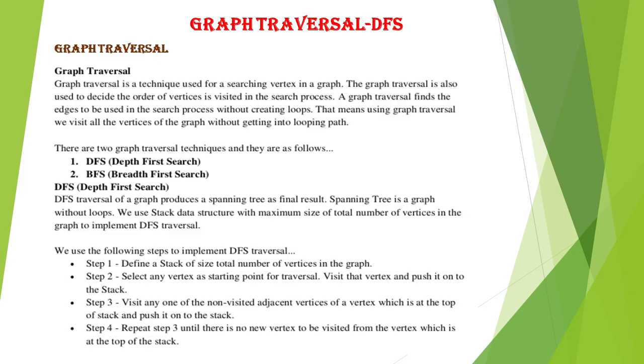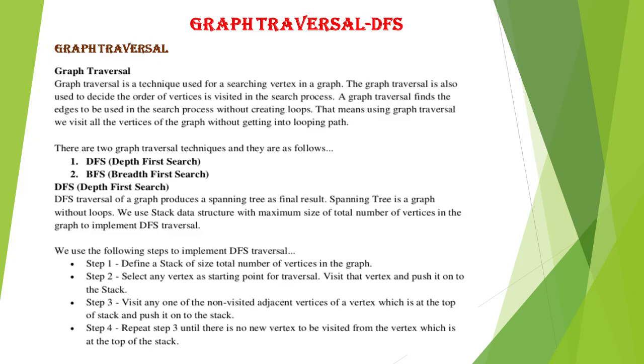We use a stack data structure with a maximum size of the total number of vertices in the graph to implement DFS traversal. These are the steps involved in DFS traversal. Step 1 is define a stack of size total number of vertices in the graph. Step 2 is select any vertex as a start point for traversal. Visit that vertex and push it onto the stack.